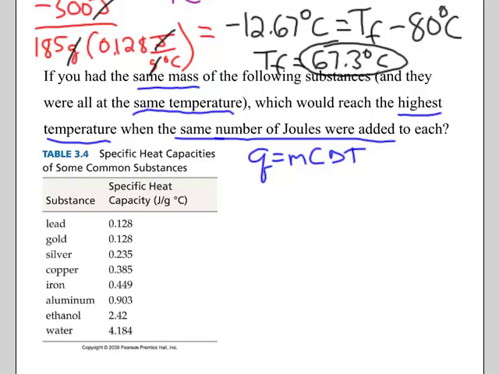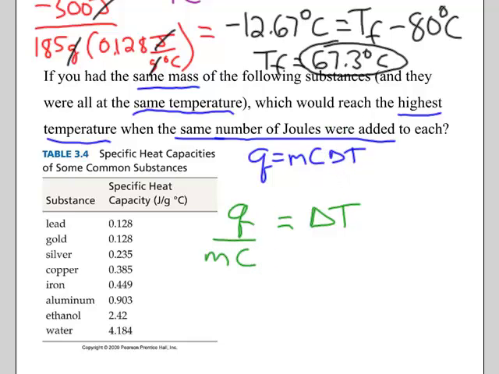So the wrong way to work a problem like this is to make up numbers for the heat and the initial temperature, and then plug in all your C's and calculate and figure out which one is the highest final temperature. A better way is to look at this equation and solve for the variable you want, which is delta T, which is directly related to that final temperature.